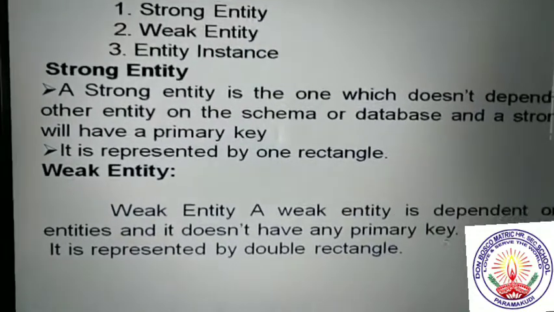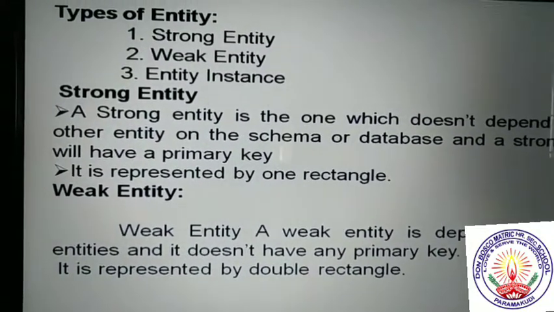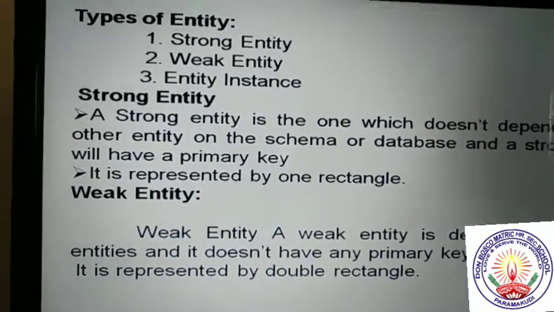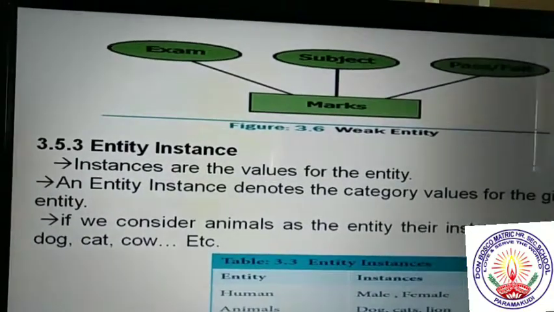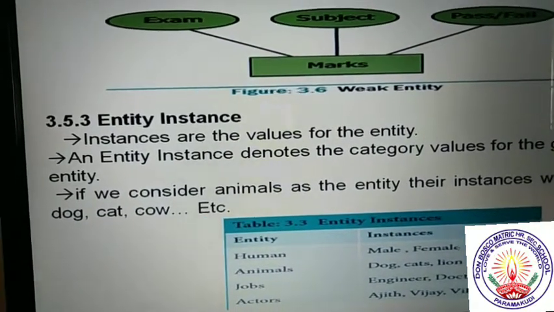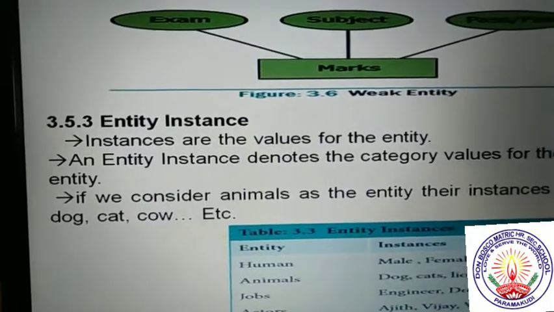So please note down. The weak entity is dependent on another entity. It does not have any primary key, and it is created by the double rectangular box. And third one, entity instance. The entity instance means the instance or the value of the entity.